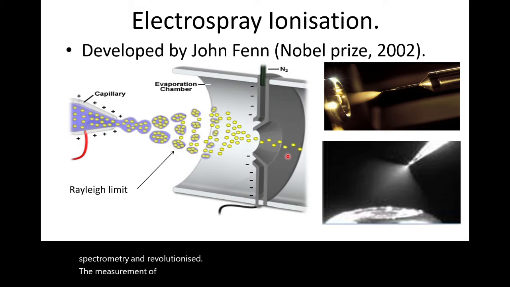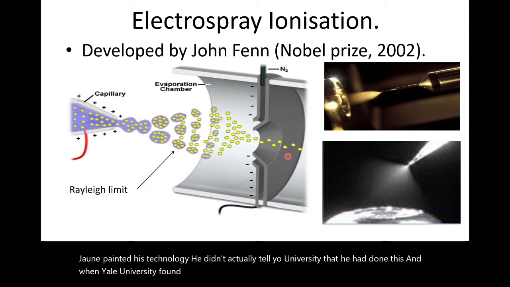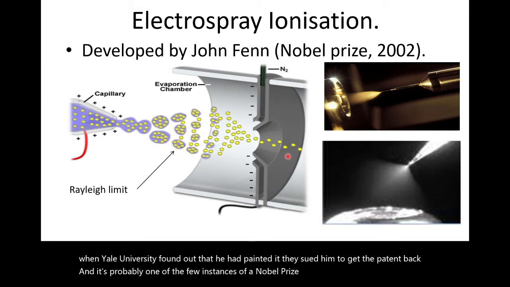Now, interestingly, John patented his technology. He didn't actually tell Yale University that he had done this. And when Yale University found out that he had patented it, they sued him to get the patent back. And it's probably one of the few instances of a Nobel Prize winner being sued by their own university for their invention.